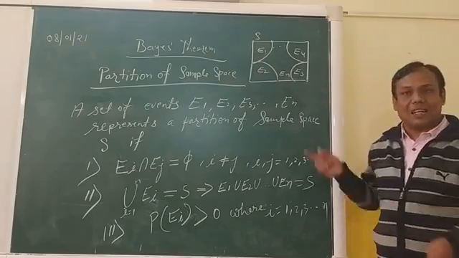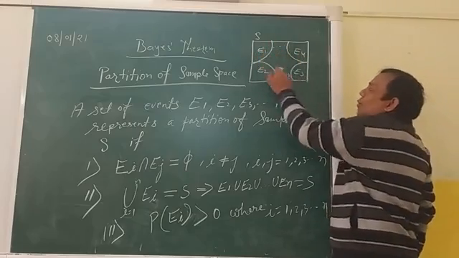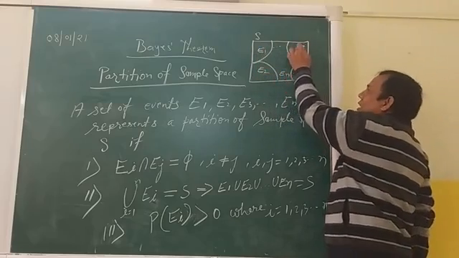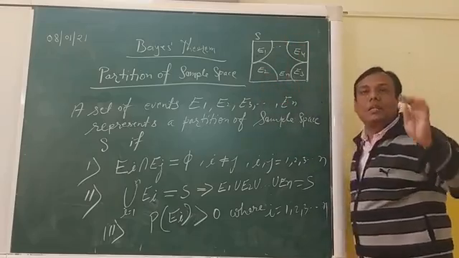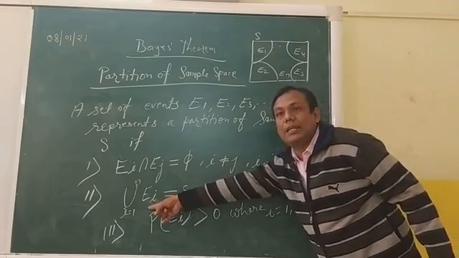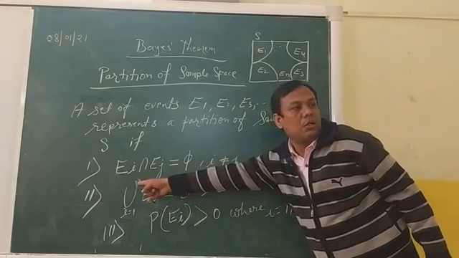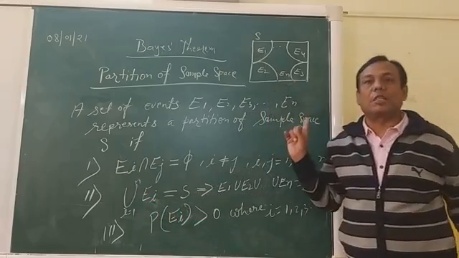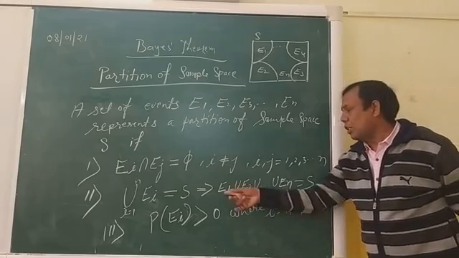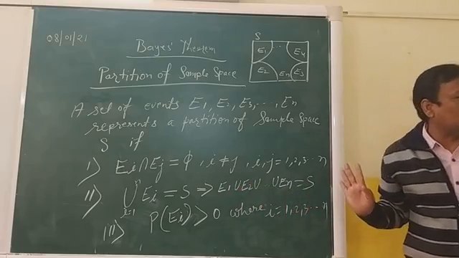Another thing that is there: if I take the union of all the events, E1 union E2 union E3 union E4 union dot dot dot up to En, then what will it make? It will make the sample space, or not? That is why I have written here, in symbolic form, union i equal to 1 to n, Ei equal to sample space. Clearly understanding or not? And expanded here, E1 union E2 dot dot dot up to En is making the sample space.